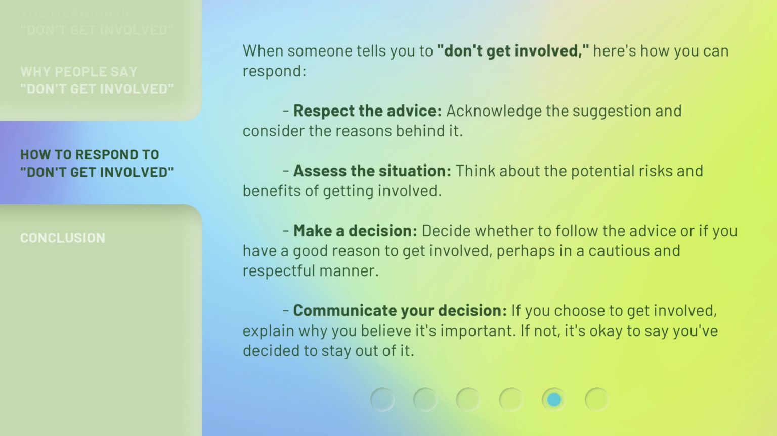When someone tells you "don't get involved," here's how you can respond. Respect the advice: acknowledge the suggestion and consider the reasons behind it. Assess the situation: think about the potential risks and benefits of getting involved. Make a decision: decide whether to follow the advice or if you have a good reason to get involved, perhaps in a cautious and respectful manner. Communicate your decision: if you choose to get involved, explain why you believe it's important. If not, it's okay to say you've decided to stay out of it.